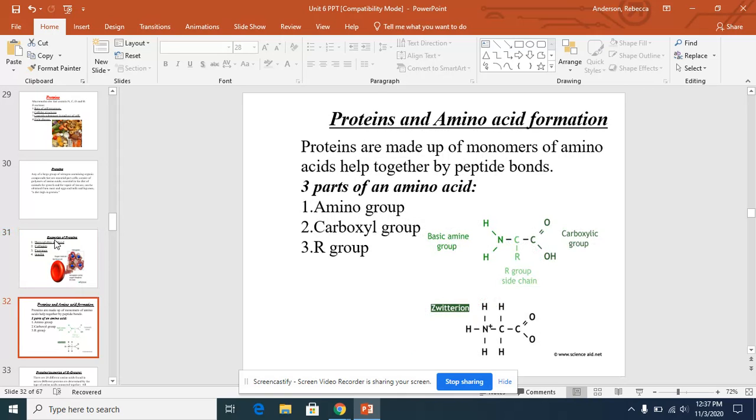Okay, protein and amino acid formation. We're just going to kind of briefly talk about this, but you don't need to type any of this out. So proteins are made up of monomers of amino acids held together by peptide bonds. So three parts of an amino acid: you have your amino group, you have your carboxyl group, which is the carbon, and then your R group. So you have something hanging off of the middle carbon, which is your R group. You have your nitrogen group, which is the amino group, and then your carboxylic group, which is your oxygens.